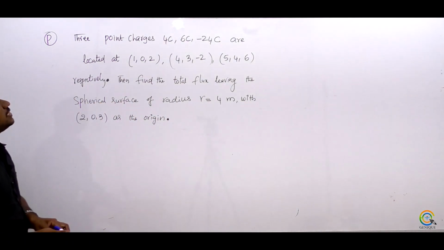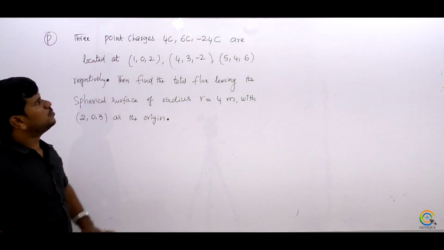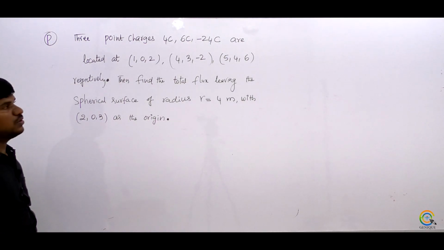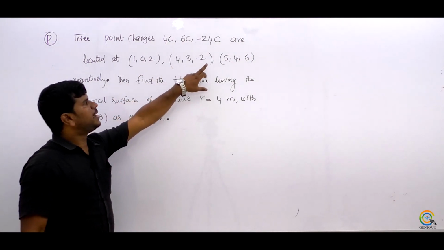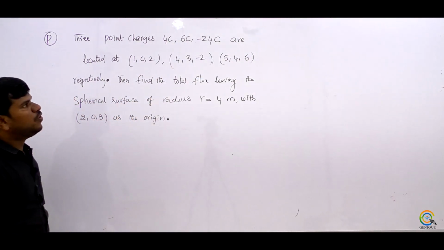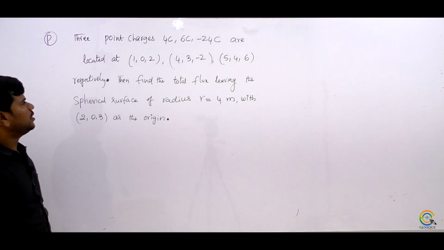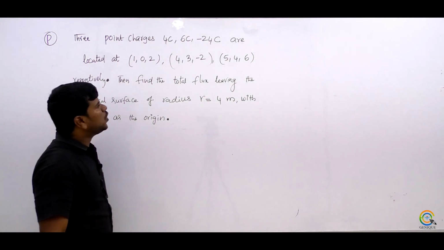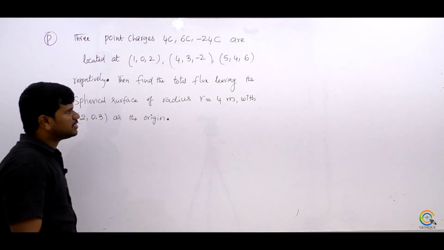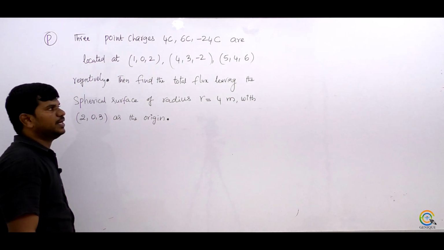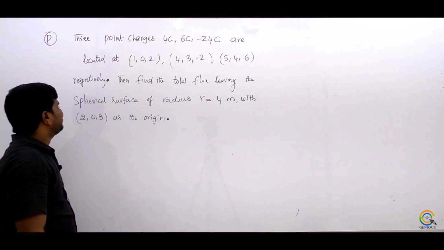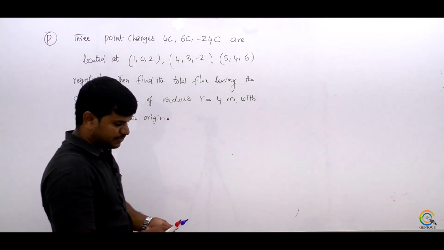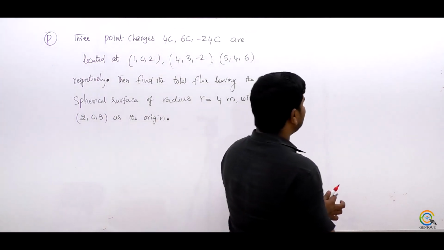There are 3 point charges given. 4 coulombs, 6 coulombs and minus 24 coulombs are located at (1, 0, 2), (4, 3, -2) and (5, 4, 6) respectively. Then find the total flux leaving the spherical surface of radius r equals 4 meters with (2, 0, 3) as the center. See, observe this.